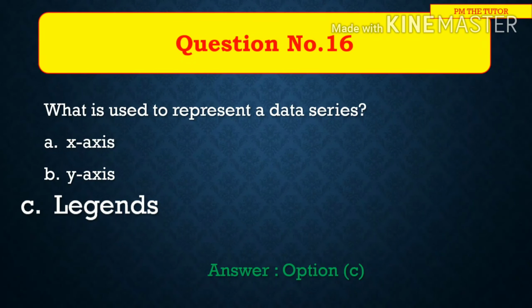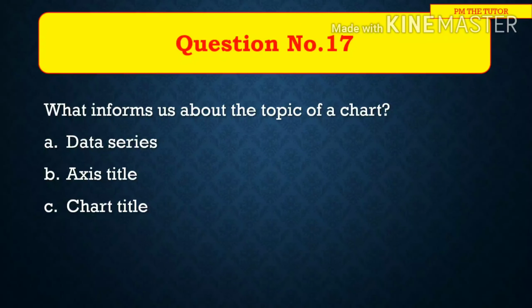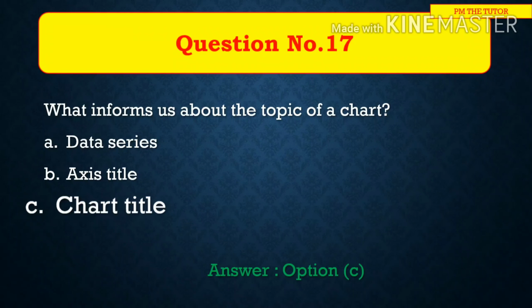Next question, number 17. What informs us about the topic of a chart? Options are data series, axis title or chart title. Right option is option C, that is chart title.